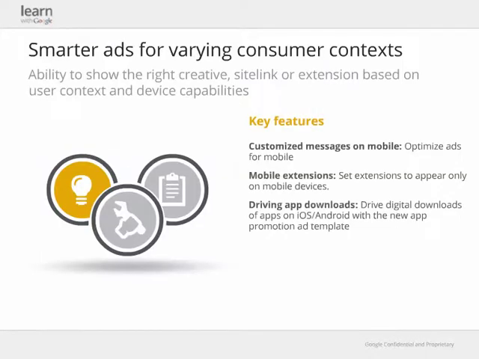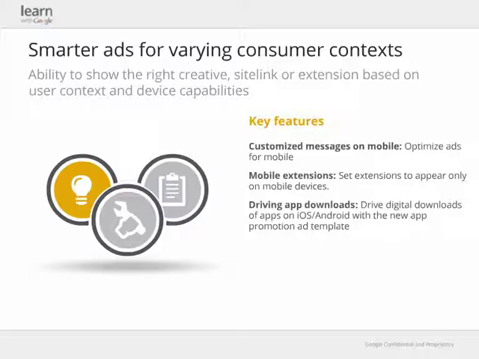So again, highlighting the factors we mentioned before around consumer context. So smarter ads for varying consumer context, the ability to show the right creative, site link, or extension based on a user's context and device capabilities. So the key features here are around customized messages on mobile. So location, for example, optimized bids for different locations. Let's say, I'll give you an example of London and near specific places within proximity to a vendor within London, for example. Scheduled extensions, so set extensions to appear only during certain times of the day or on mobile devices.